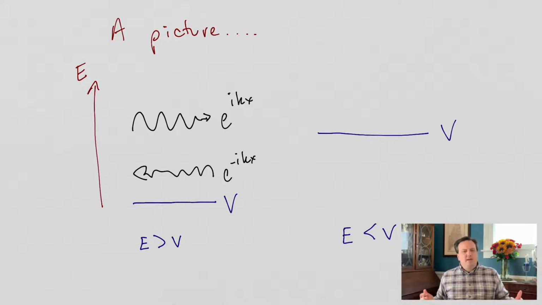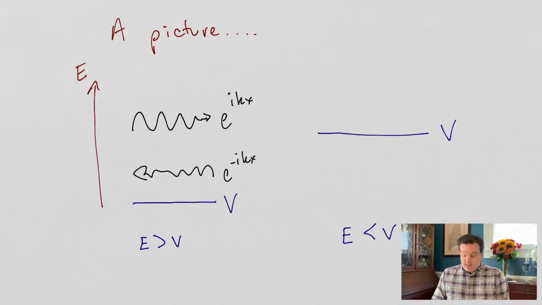Okay, and now the general solution in that area has to be some amount e to the ikx plus some other amount e to the minus ikx, right? Two unknown coefficients that I'm going to have to solve for, probably using some sort of boundary condition.